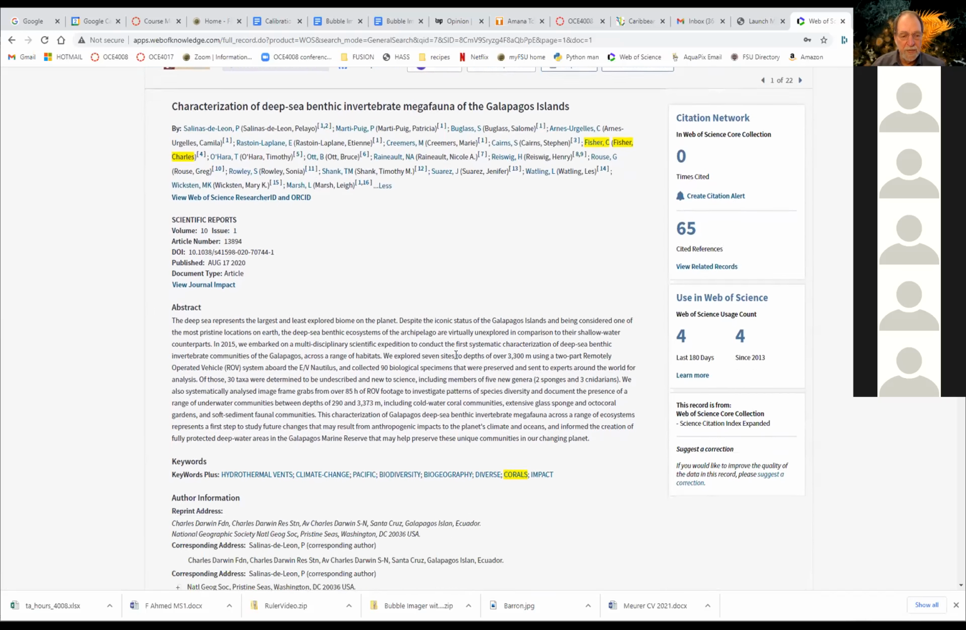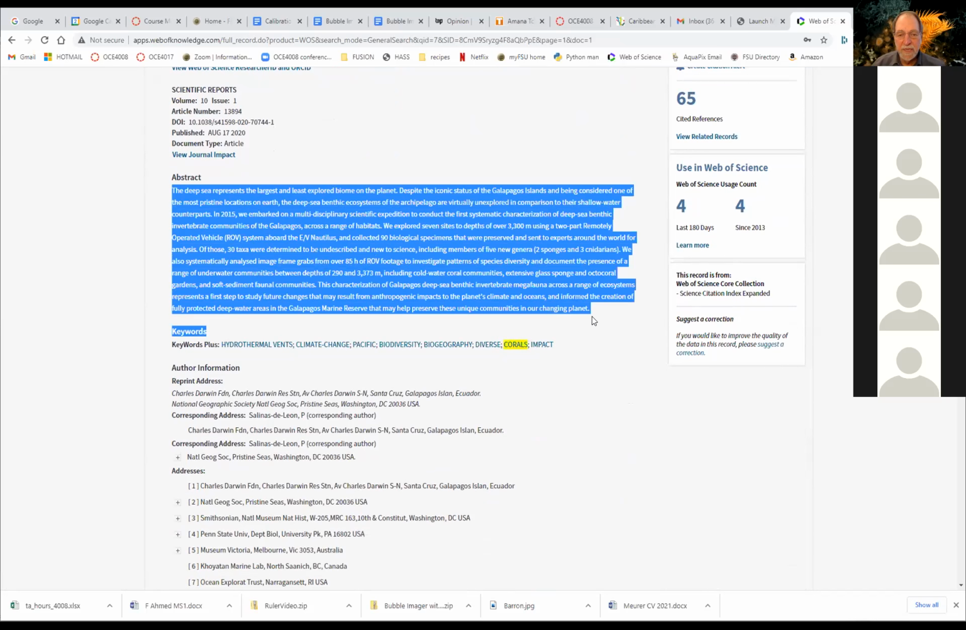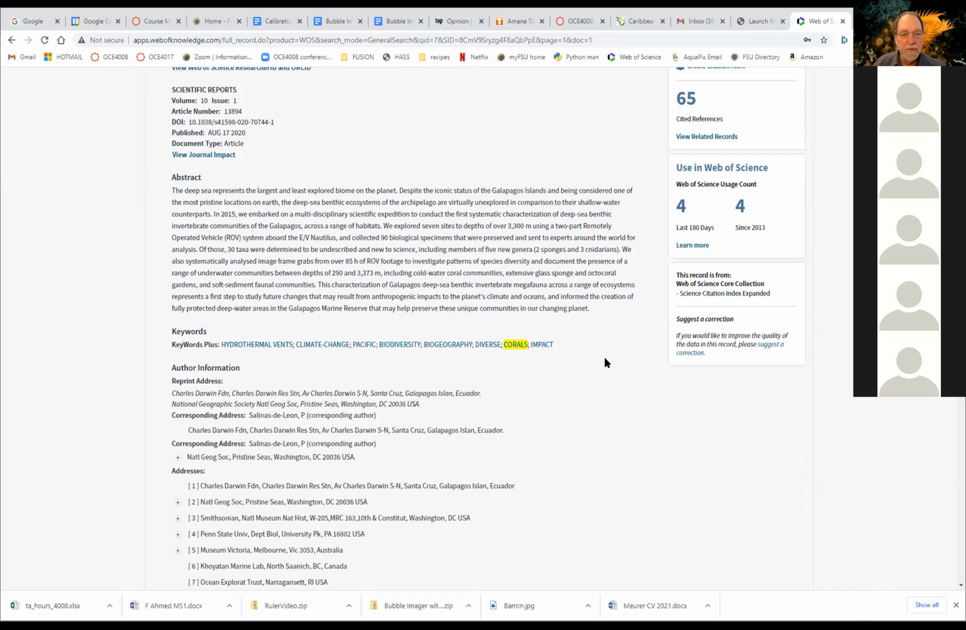What else do we see in this literature here? We see an abstract, and this abstract is giving you the bare bones outline of what the paper found.